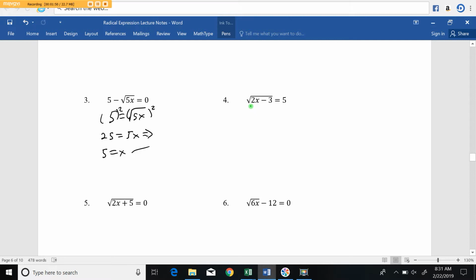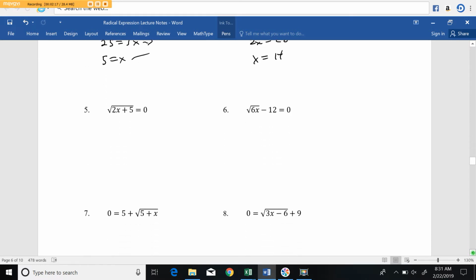All right, there's not very many of these, so I'll go ahead and do most of them. Okay, here if we square both sides, on the left-hand side we get 2x minus 3, on the right-hand side we get 25. Adding 3 to both sides, 2x equals 28, so x equals 14. If you take 28 divided by 2, check it, sub a 14 here, 28 minus 3 is 25, rooted is 5, you're good.